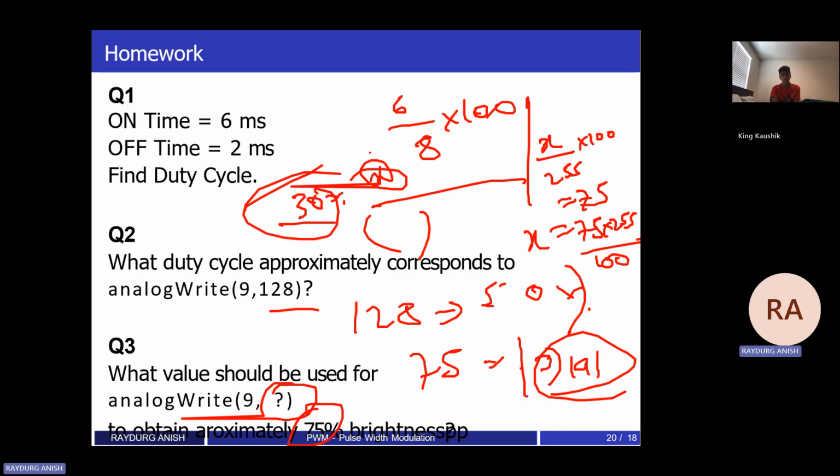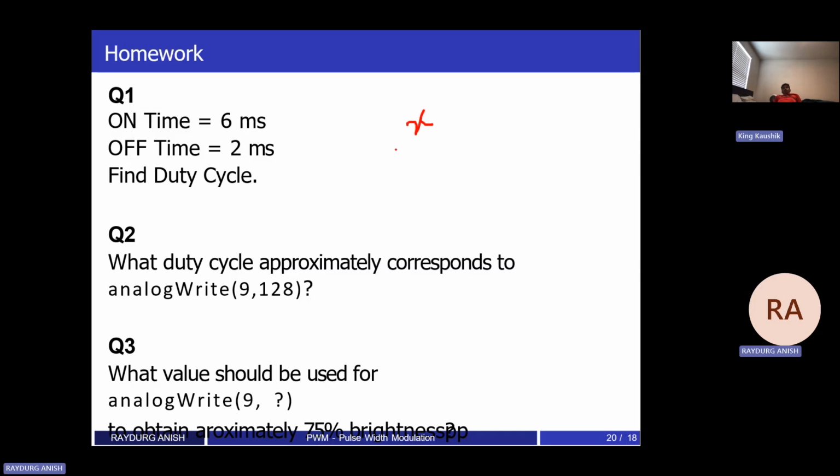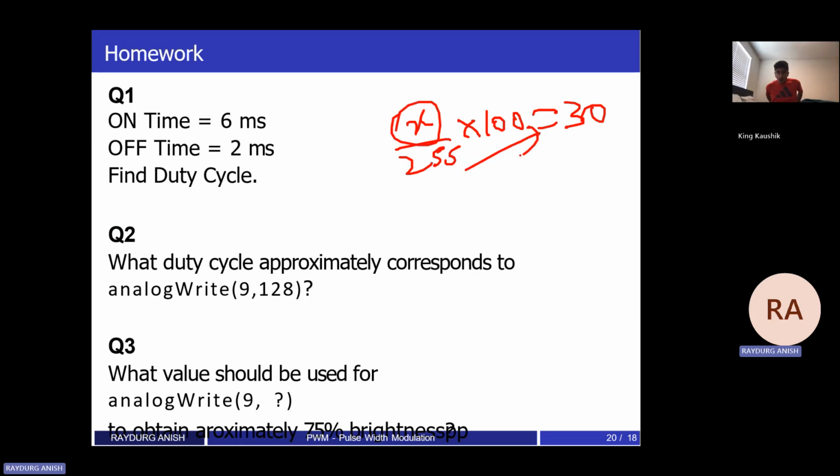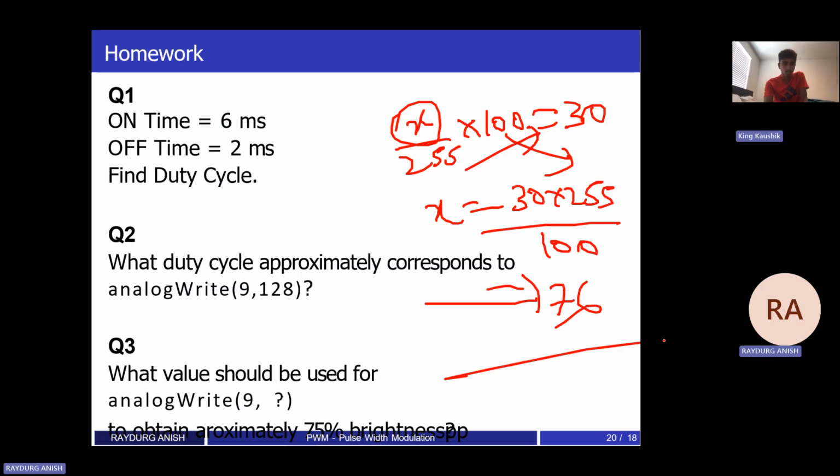You just put it in the book, you'll get it. Let us assume the value is X, then X divided by 255 into 100 should give me 30%. If I want to find the value of X, you just send 255 that side and 100 this side. So X equals 30 into 255 divided by 100. Yeah, you make a note of this.